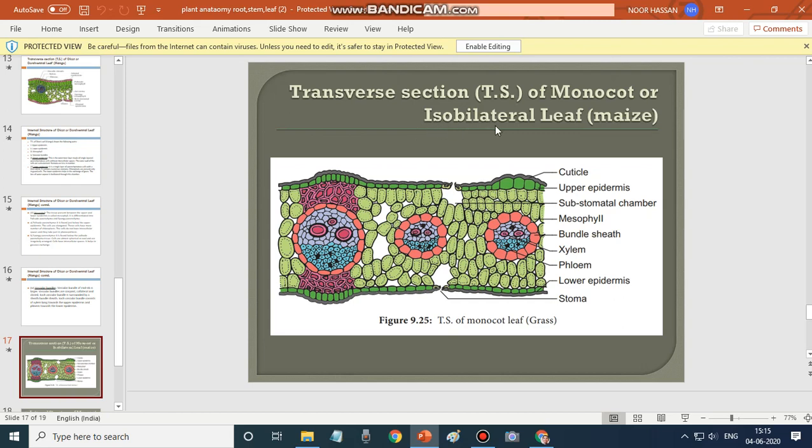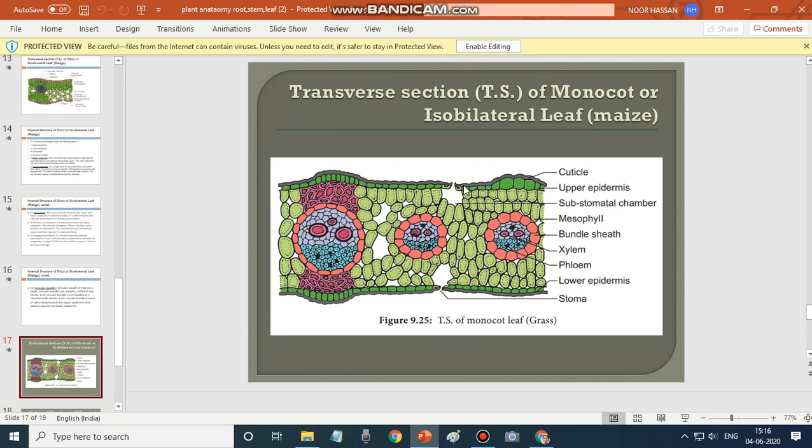So we shall discuss the internal structure. Here also it consists of upper epidermis, lower epidermis, and in between mesophyll is present, and in the middle vascular bundles are present. So we shall discuss epidermis. A monocot leaf has an upper epidermis, and it is made up of parenchyma cells.